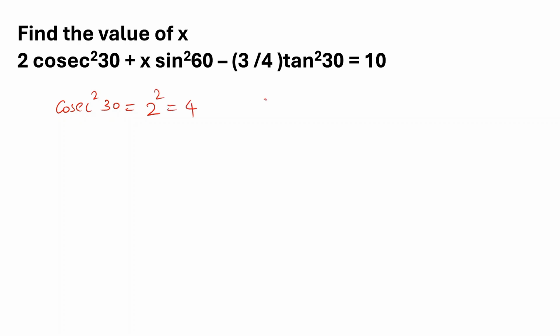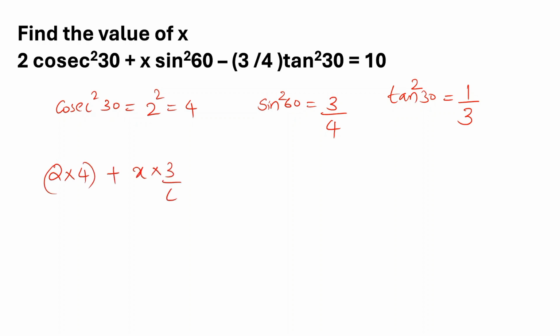And what about sine square 60? Sine 60 is root 3 by 2. So sine square 60 will be 3 by 4, right? And tan 30 is 1 by root 3. So tan square 30 is 1 by 3. Just substitute all these values. 2 times 4 plus x times 3 by 4 minus 3 by 4 times 1 by 3 equals 10. So 8 plus 3 by 4 x minus, this 3 and this 3 cancel out, 1 by 4 equals 10.